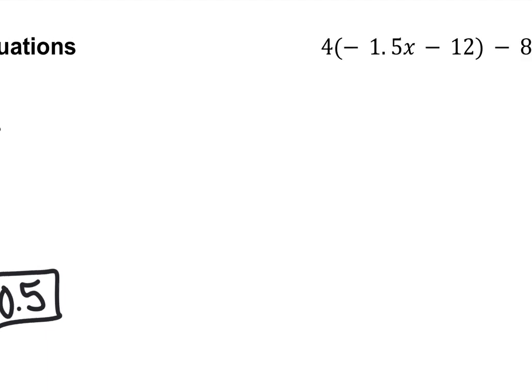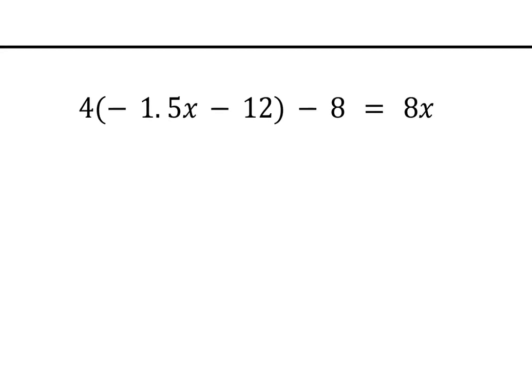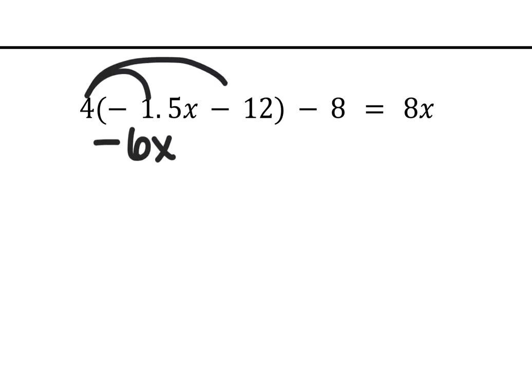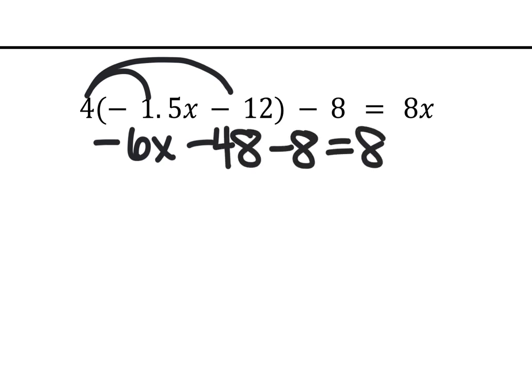All right, our last question of the day. One more solving equations. I got some parentheses, so I know I need to distribute 4 times -1.5. I get -6. So this is -6x. Then I have to do 4 times -12. I get -48. I'm going to bring down -8 equals 8x.